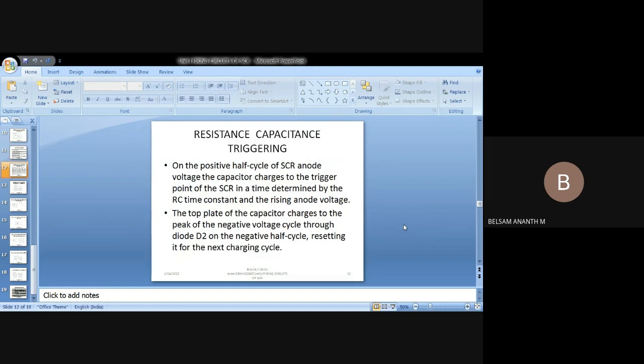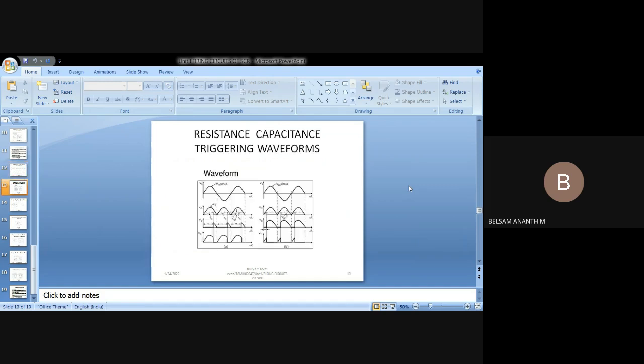The next one, resistance capacitance triggering. Here your capacitor, as I told you earlier, will act as a parallel plate capacitor. So in one half cycle, the capacitor will have the ability to trigger the SCR, thereby you can obtain your RC time constant. And in the second case, the top plate of the capacitor might be charged, so that you can get an adequate amount of voltage for the reverse conduction of diode D2. Okay, see the waveform.